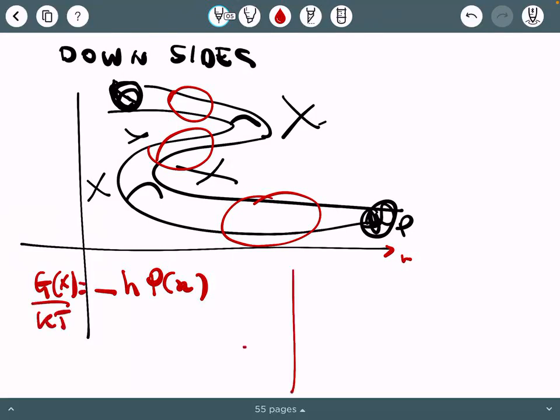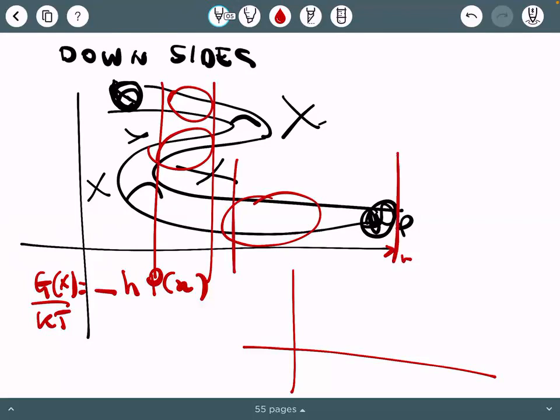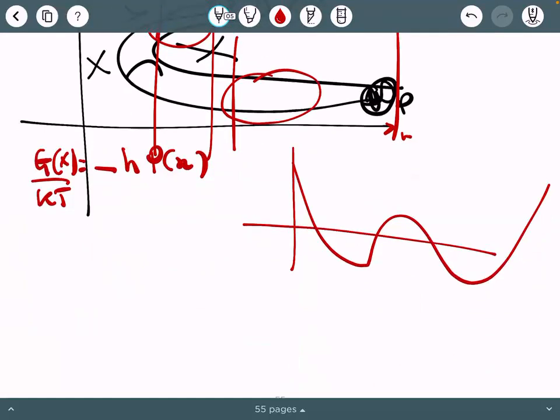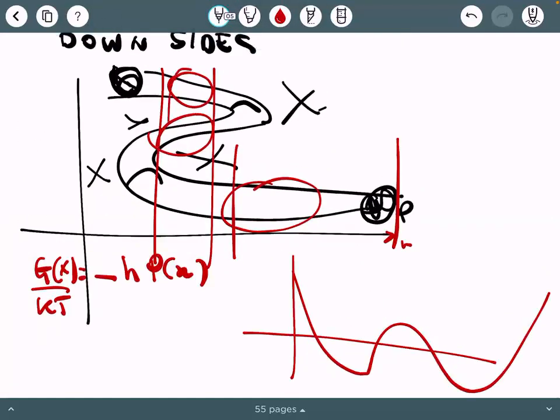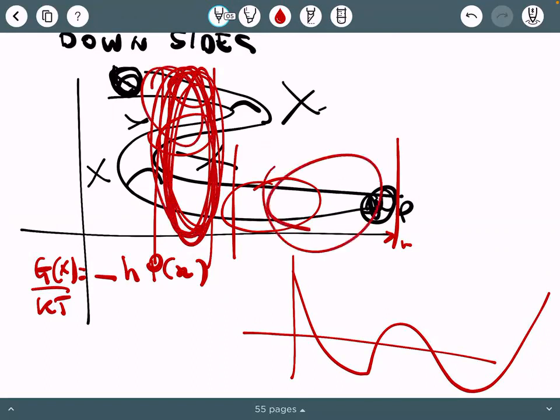Well, this will look something like this. There would be a minimum somewhere here and a minimum somewhere here. Okay, so it would be something like this. So if I look at this, I will conclude there are two states. One is here, where I see many configurations, and one is here where I see many configurations.